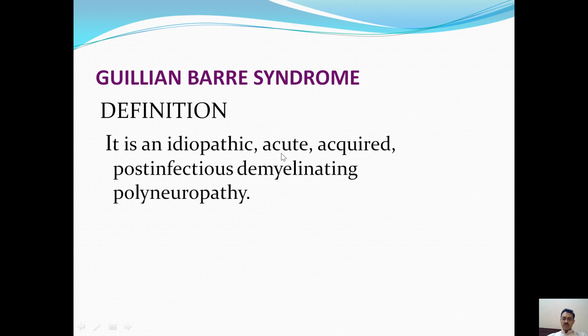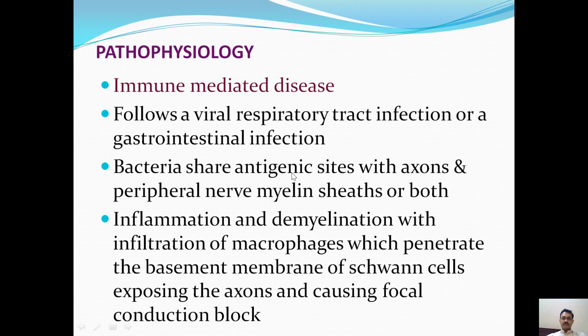If a patient comes to you with an 8 or 10 weeks history, or more than 4 weeks history of progressive weakness, it cannot be GBS. So it must be acute, less than 4 weeks. It is acquired. There is no familial history of these kinds of disorders. It is post-infectious usually, and in the further slides we will know what pathogens are involved in this post-infectious type. It's a demyelinating type of neuropathy. Usually, the myelin sheath of the nerves is involved, and that leads to demyelination.